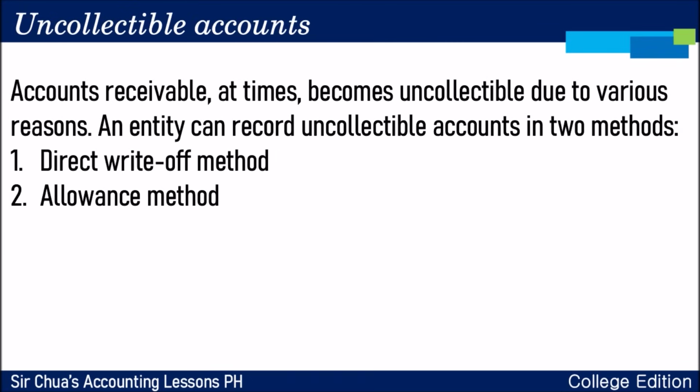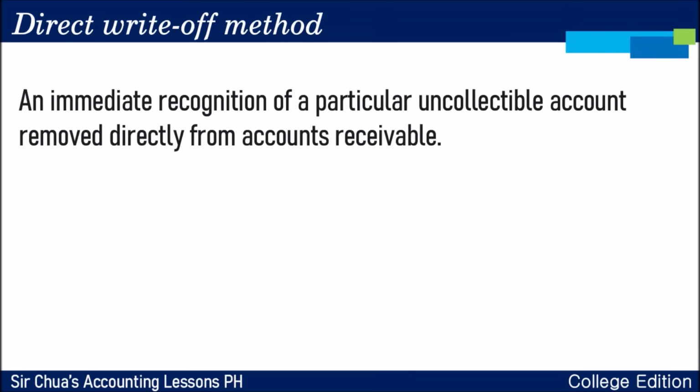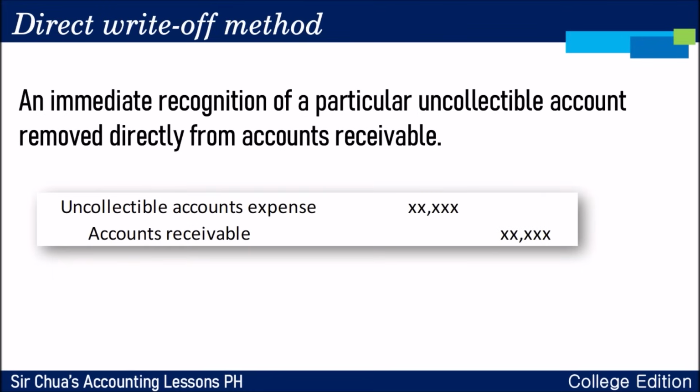So an entity can record uncollectible accounts in two methods. We have the direct write-off method and the allowance method. Let's first talk about direct write-off method. In the direct write-off method, an immediate recognition of a particular uncollectible account removed directly from accounts receivable. Nalaman mo hindi ka na mababayaran diretso. Okay? So, you debit simply uncollectible accounts expense and tatanggalin mo diretso sa receivable for the same amount.